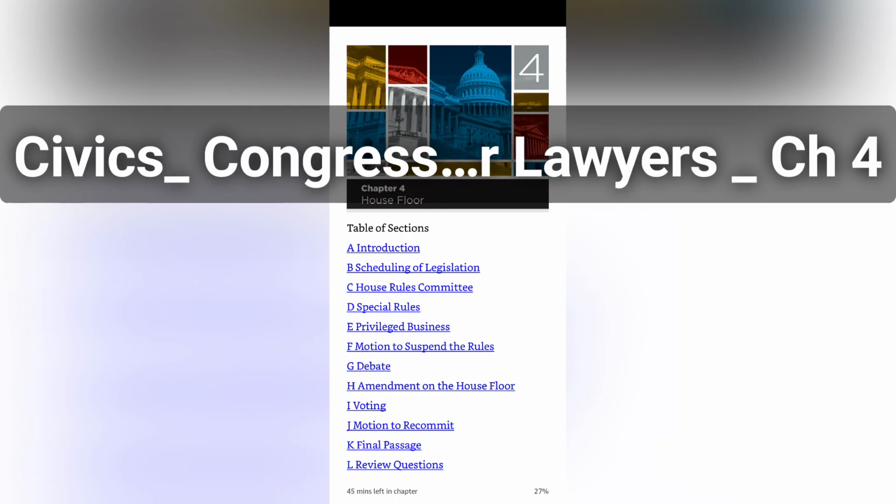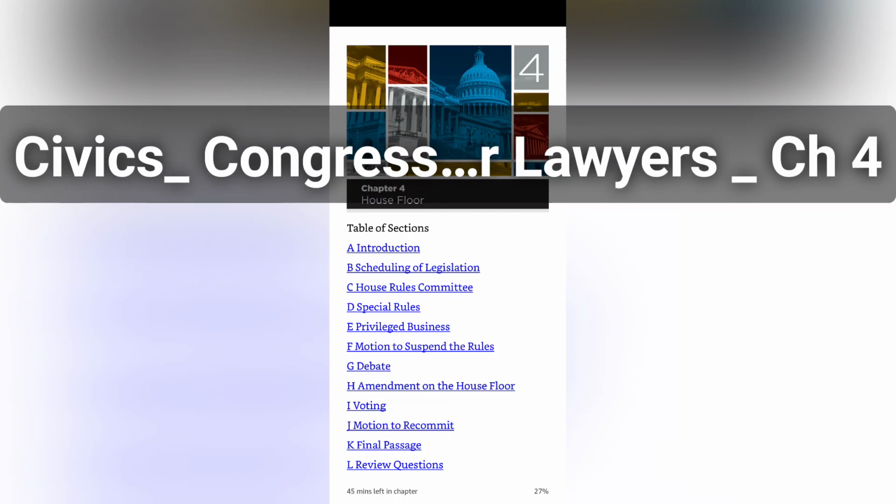Section F, motion to suspend the rules. Most legislation considered by the House is done so by suspending the rules, House Rule 15. These are bills and resolutions that are not controversial and are supported by a large majority of the members. Passage of a measure under suspension of the rules requires at least a 2/3 vote of members voting, a quorum being present.